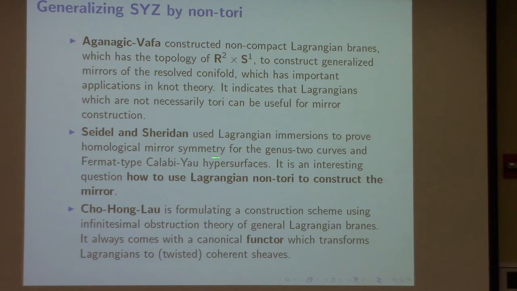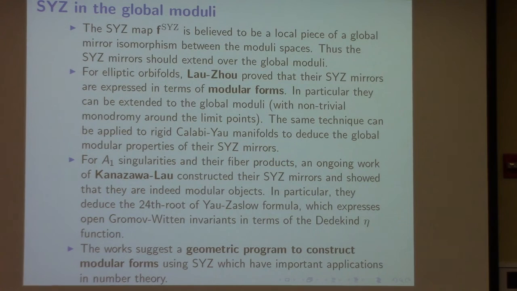Understand, actually, for genus two curves, it's an interesting question how to use Lagrangian and Pauli. And then there is a work to formulate a construction scheme using infinitesimal obstruction theories of general Lagrangian families. It always comes with a canonical functor which transforms Lagrangians to twisted coherent sheaves. The SYZ map itself is believed to be a local piece of a global mirror isomorphism between the moduli spaces, and it should extend over to the global moduli.